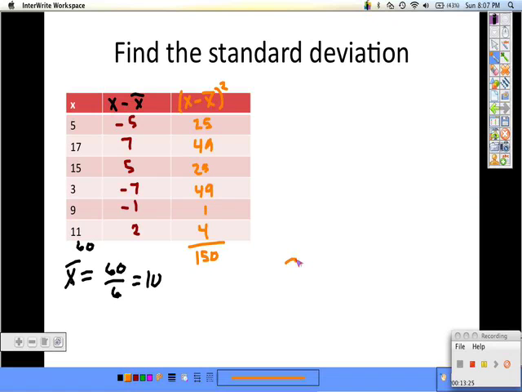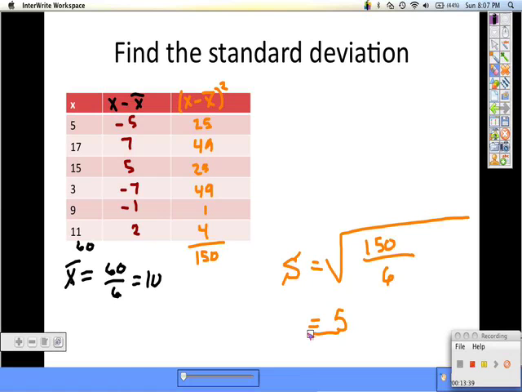So now the standard deviation is going to be the square root of 150 divided by 6, which is 5. Standard deviation is measuring how spread out things are in comparison to the mean. So the bigger the standard deviation is, the more spread out our data is going to be.